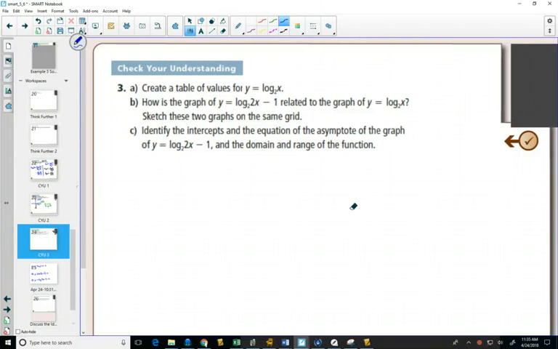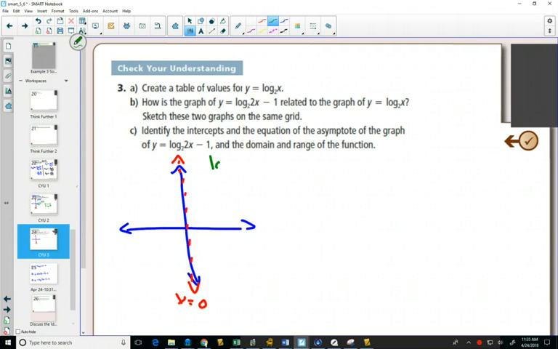In A, we want to create a table of values for log base 2 of x. We're going to quickly sketch it as well, just like the log base 8 of x. Log base 2 of x has an asymptote at x equals 0. Just like log base 8 of x, it goes through the point (1, 0). But instead of going through the point (8, 1), it'll go through the point (2, 1). And its shape is the same as before.